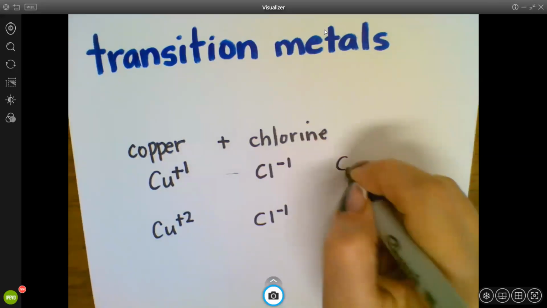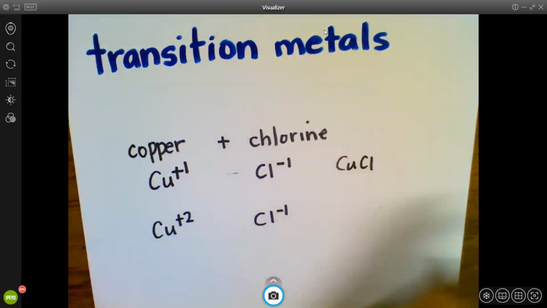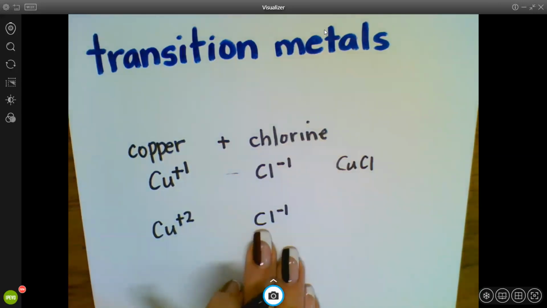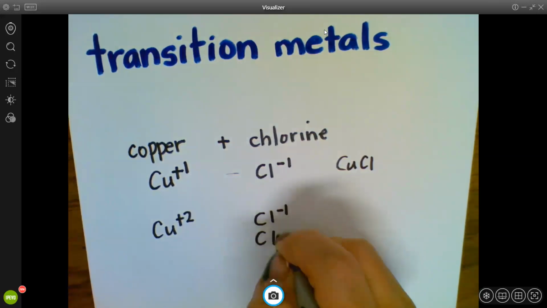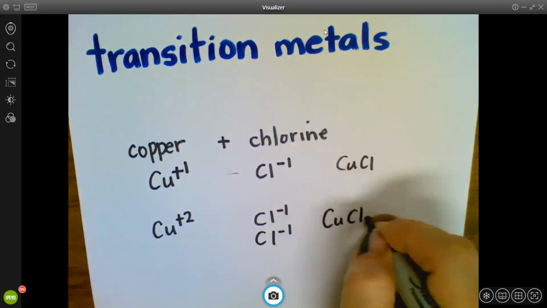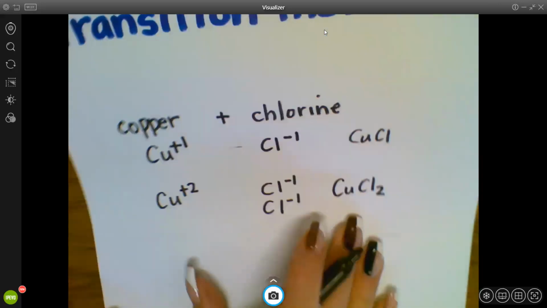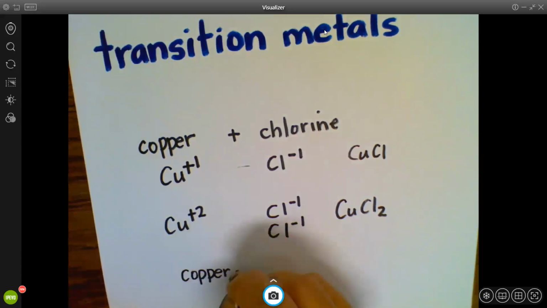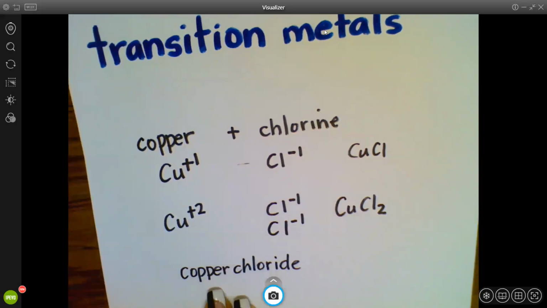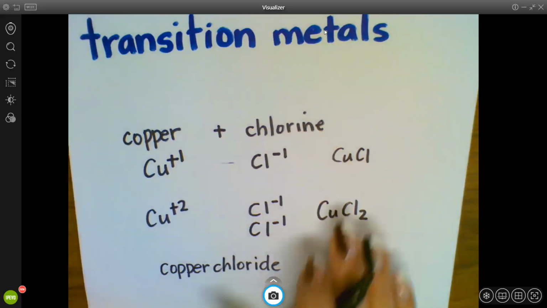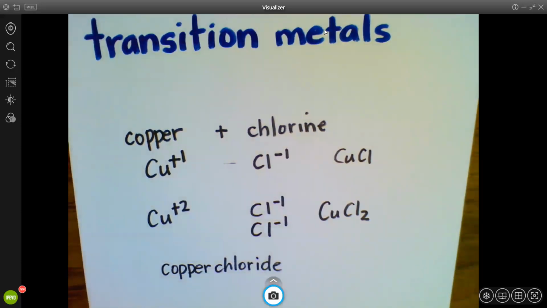And so your formula will be CuCl. However, this one wants to give away 2 electrons. Chlorine can only take 1, so I would need another chlorine, and so I would have the formula CuCl2. So if I were to name these the way we were naming before, with the name of their metal, and then our nonmetal would be called chloride, I would have a problem. How do I know if I'm using copper chloride, if it's this kind or this kind? So we have to have some new rules.